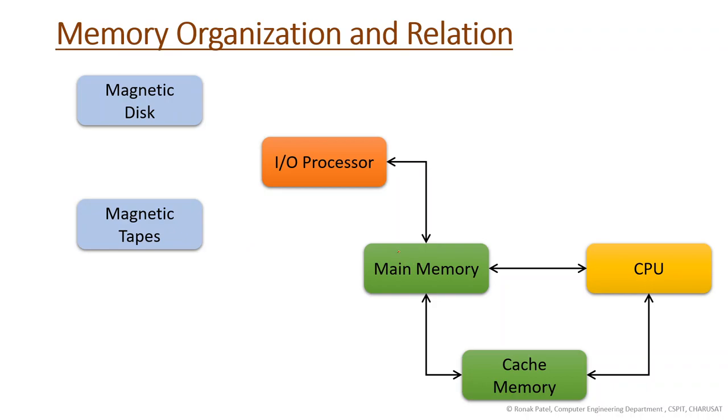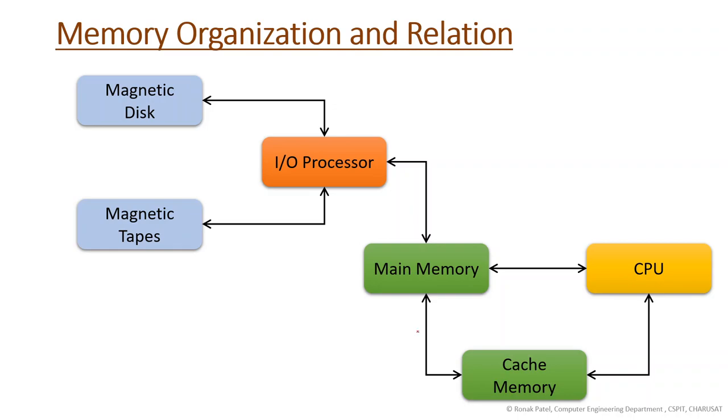Now, how will we get data into main memory? Through the IO processor from auxiliary memory. Magnetic disk and magnetic tapes are your auxiliary memory, meaning your hard disk and USB drive. From this, through the IO processor, the data will come into main memory, and through main memory the data will be passed to the CPU. If it is not available in cache and it is frequently accessed, then that data will be placed into cache memory. So this is the organization and relation between the different memories.